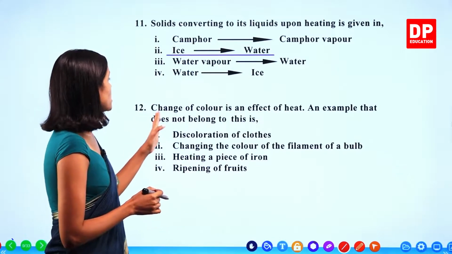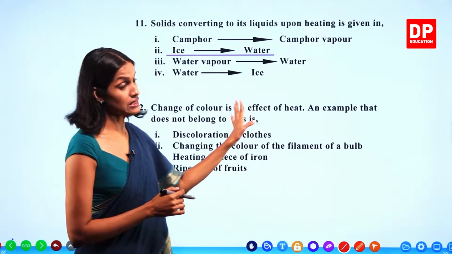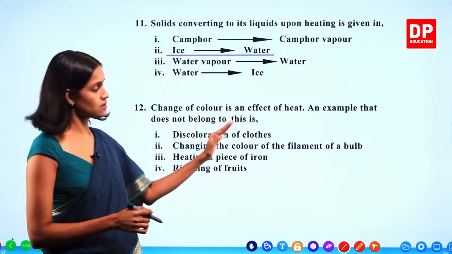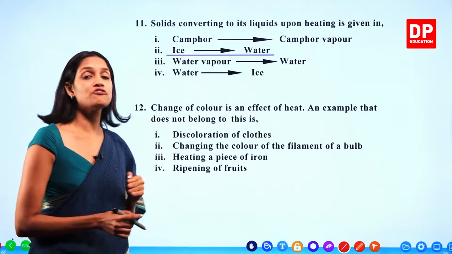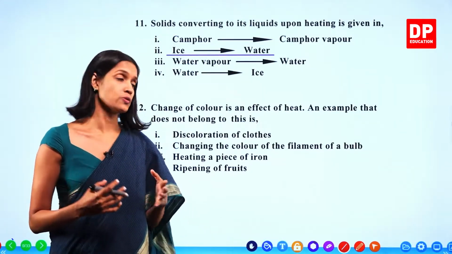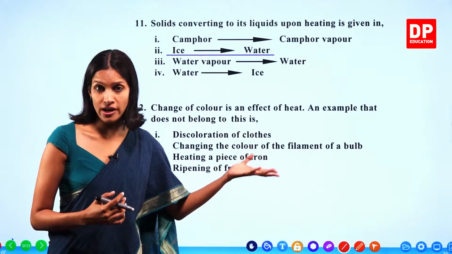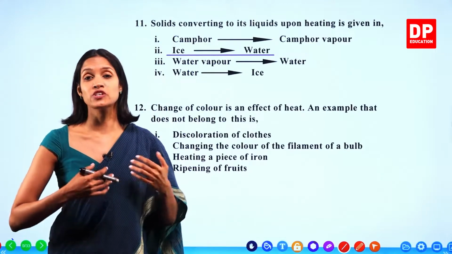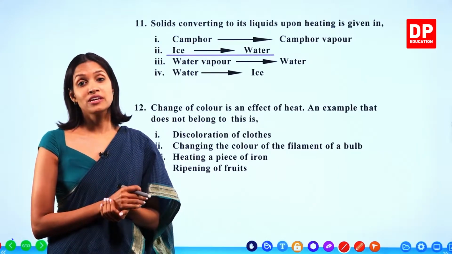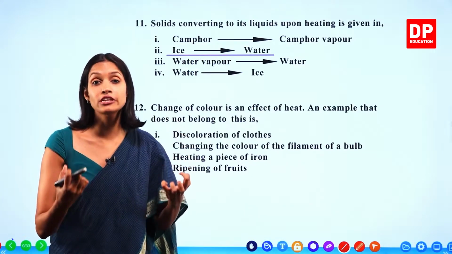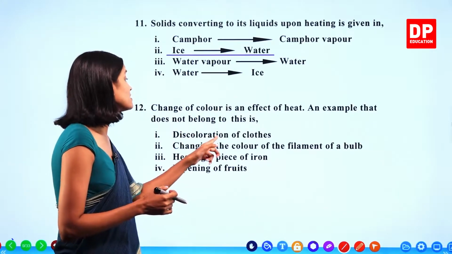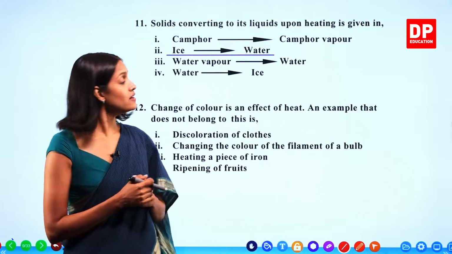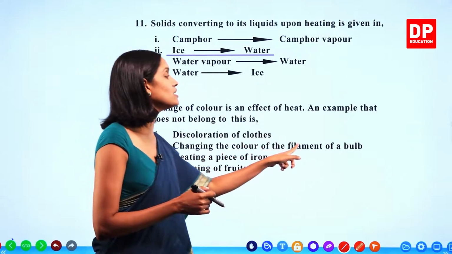Next one. Change of color is an effect of heat. We learned this as well. An example that does not belong to this is, we'll read them. Discoloration of clothes. You all know that after washing clothes, we hang them outside to dry. Sometimes, especially the clothes with dark colors, we can observe that with time, their color reduces. So discoloration of clothes happens because the color changes because of the heat. Right, children?